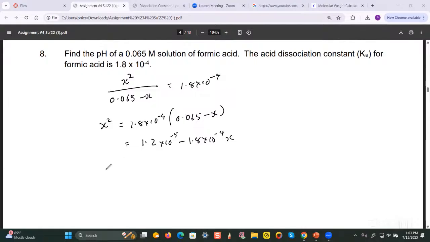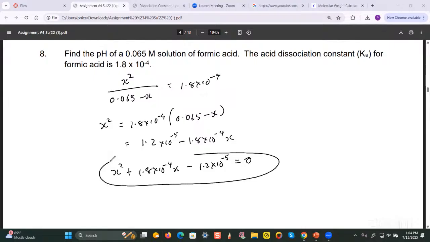And then we have to arrange this in the form of a quadratic equation. So you're going to end up with x squared plus 1.8 times 10 to the minus 4 x minus 1.2 times 10 to the minus 5, and that would be equal to 0. So this is the quadratic equation which you'd have to solve. As I said before, if you have your calculators, I can do this automatically by programming it. I have no problem with that.